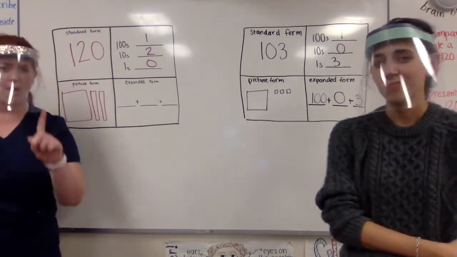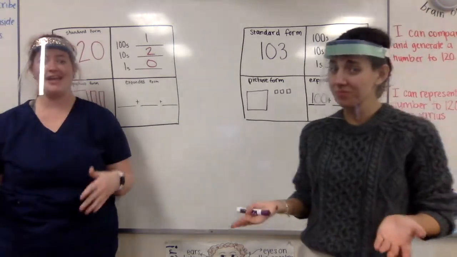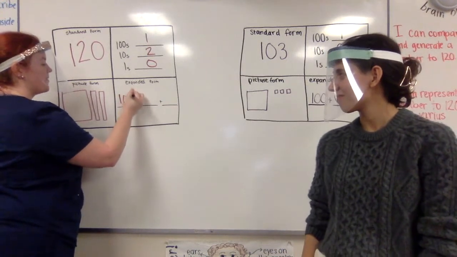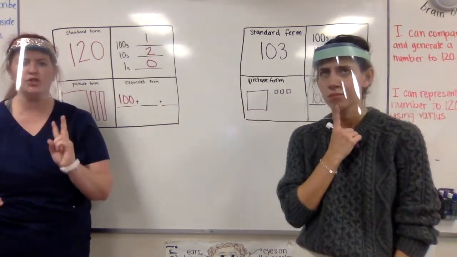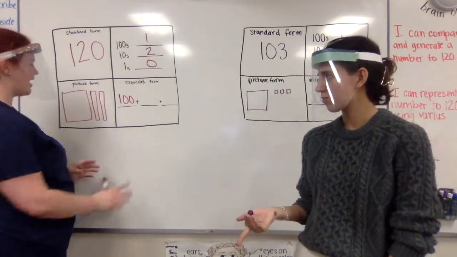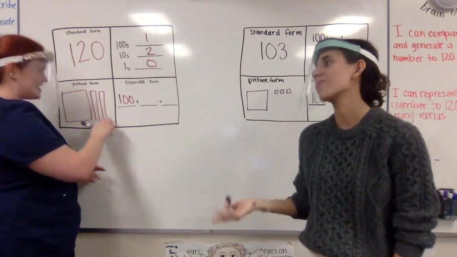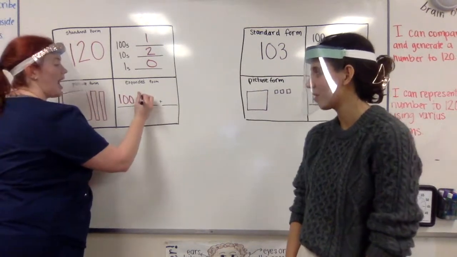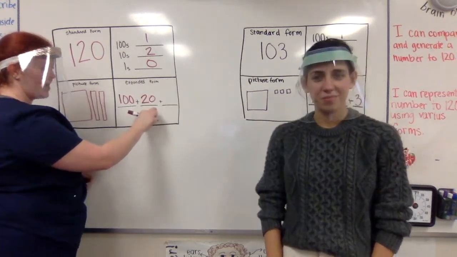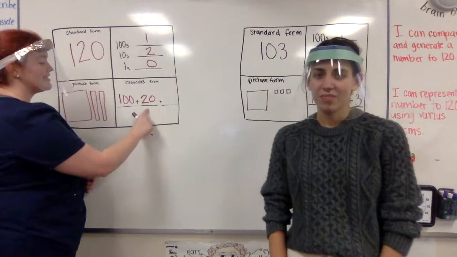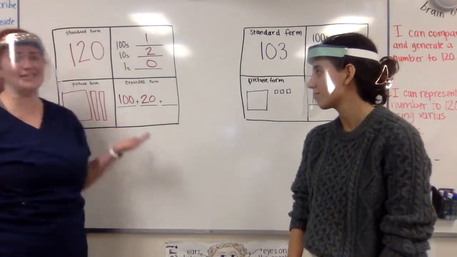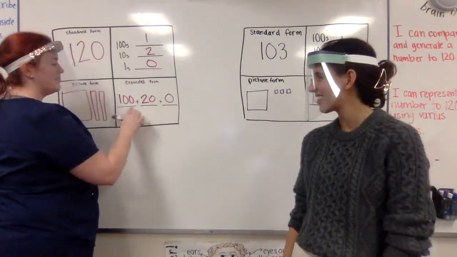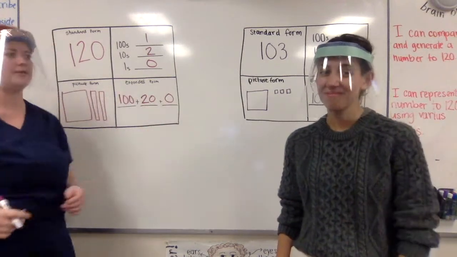Well, I have 100 block, and if I have 100 block, its value or its worth is 100. So I have 100 plus, let me see, I have 2 tens. Now, if I was counting by tens, I would go 10, 20. So the value of 2 tens is worth 20. Remember, I'm not writing how many I have down here. I don't have 20 tens. I have 2 tens, and this is its value. Well, I have 0 ones, and 0 is worth 0. So I have 100 plus 20 plus 0.